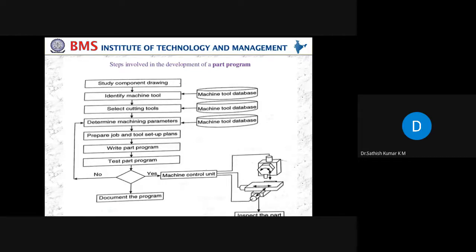Okay, first you are going to study the component drawing. From where are you going to get this? You are going to get this from what is called the product design team. So from the product design, you are going to get the component drawing.